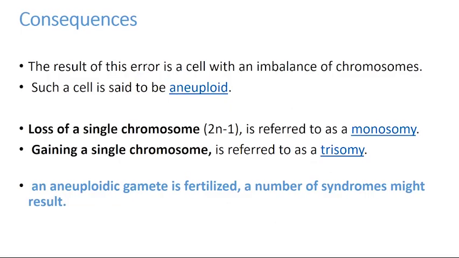Consequences are a result of this error, that is non-disjunction with imbalance of chromosome, which is held to be aneuploid. Loss of a single chromosome, minus 1, is called monosomy, and gaining a single chromosome is referred to as trisomy. So if an aneuploidic gamete is fertilized, a number of syndromes might result. That means if one of this type of chromosome is going to fertilize a normal female, again the number of chromosomes is going to be different, and so you have many sorts of syndromes which would result.